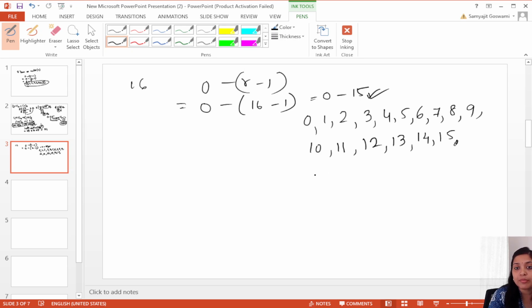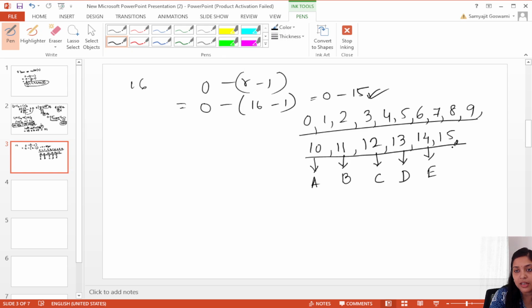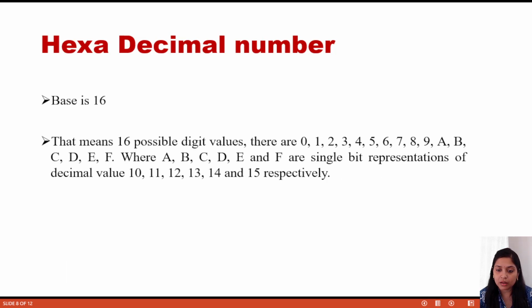But there is a problem: up to 0 to 9 we can write in this way, but 10, 11, 12, 13, 14 we cannot write in this form. You have to write, that means 10 is equivalent to A, 11 is B, 12 is C, 13 is D, 14 is E, and 15 is F. You have to represent all these numbers 10, 11, 12, 13, 14, 15 in this way: A, B, C, D, E, F.